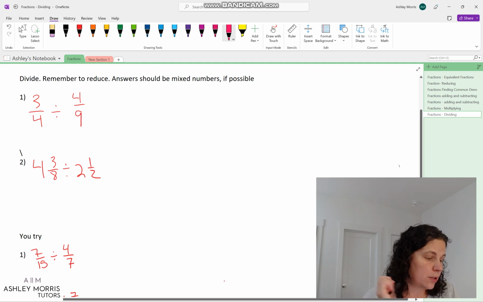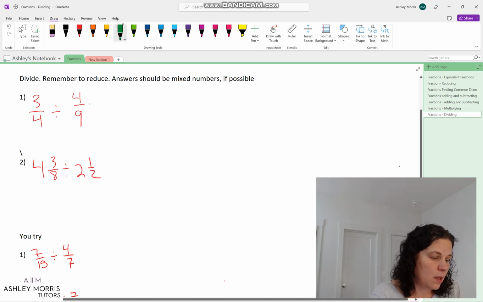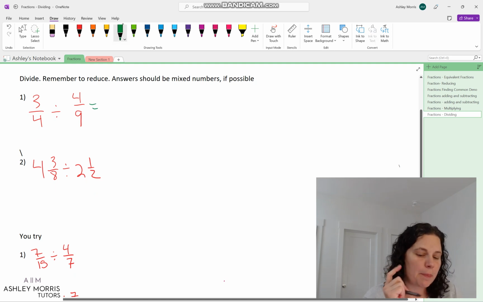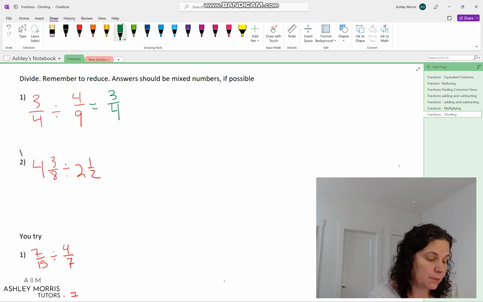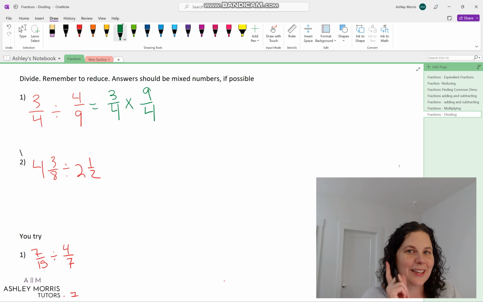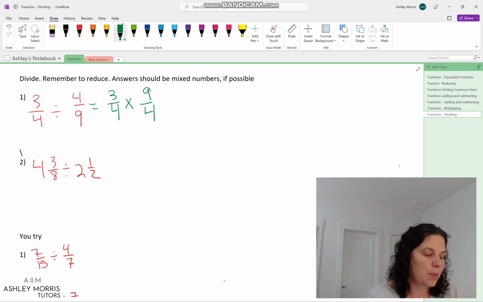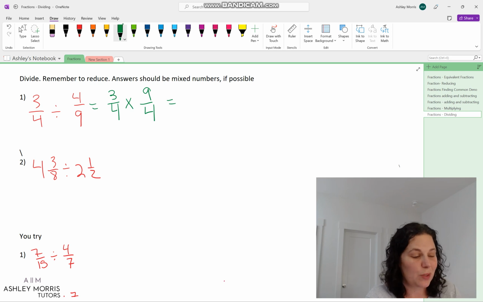So we are going to do this first problem. I'm going to show you this keep, change, flip idea. Multiply by the reciprocal. Keep the first one, change to multiply, and then flip the second one. And this one's kind of tricky because at first you're like, I'm going to be able to cross cancel. I'm going to be able to reduce. But then once you flip it, you find out you can't do that.